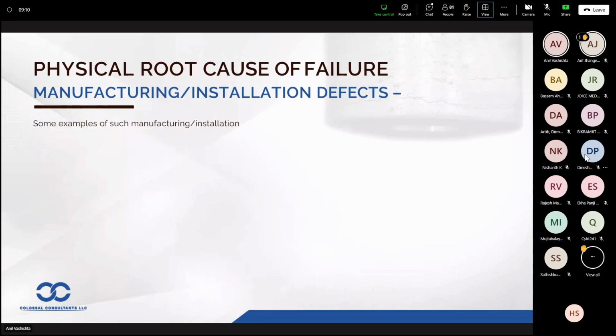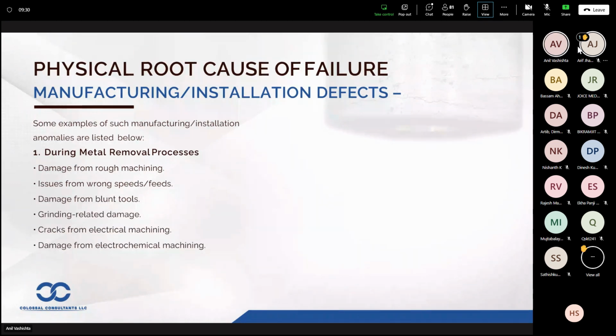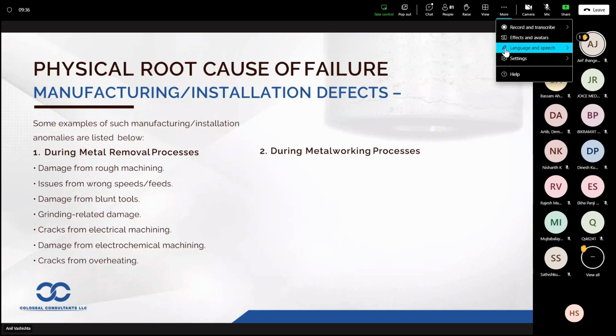The manufacturing or installation defects we will cover in different levels. First is during the metal removal process. The typical examples are damage from rough machining or issues from wrong speeds, cracks from electrical machining, grinding damage, and cracks from overheating.